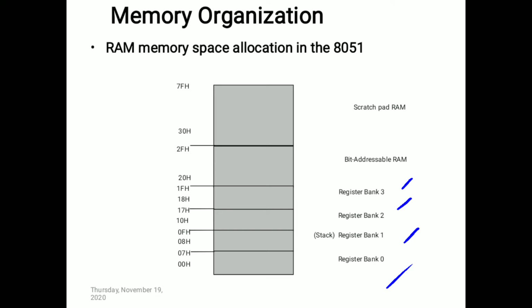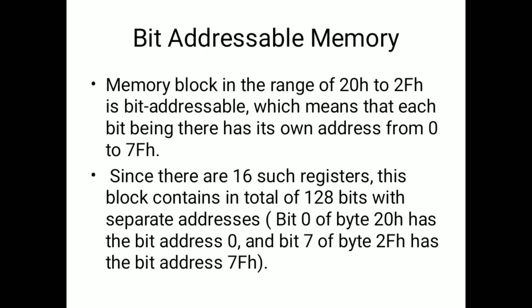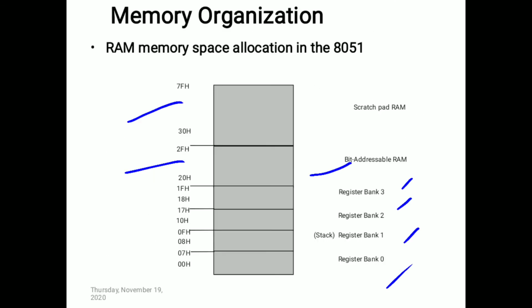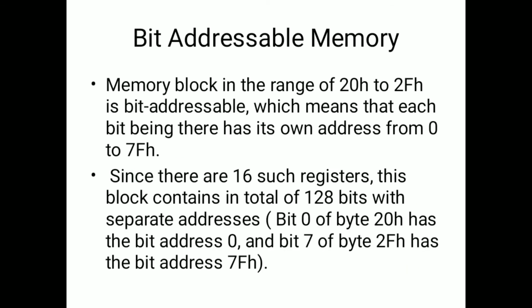So here we have the memory organization, how the internal RAM is arranged. We have 4 register banks, register bank 0 to register bank 3. Then we have the bit addressable area from 20H to 2FH, and then the scratch pad area 30H to 7FH. Let's explore the bit addressable area. Each bit has its own address, from 0 to 7FH. We have a total of 16 such registers, that means 128 bits with different addresses, which is called bit addressable memory.